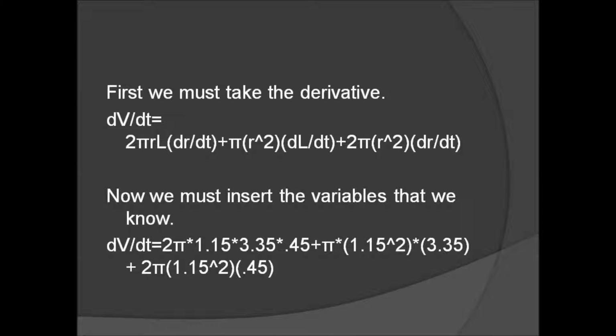Now we must insert the variables that we know. So we insert the radius, which is 1.15 yards. We insert the length, which is 3.35. And then we insert the rate of change of the radius, which is 0.45. And then for the second part, we do the same thing, but for the rate of change, we place in 3.325. And then we do the same thing for the last part.